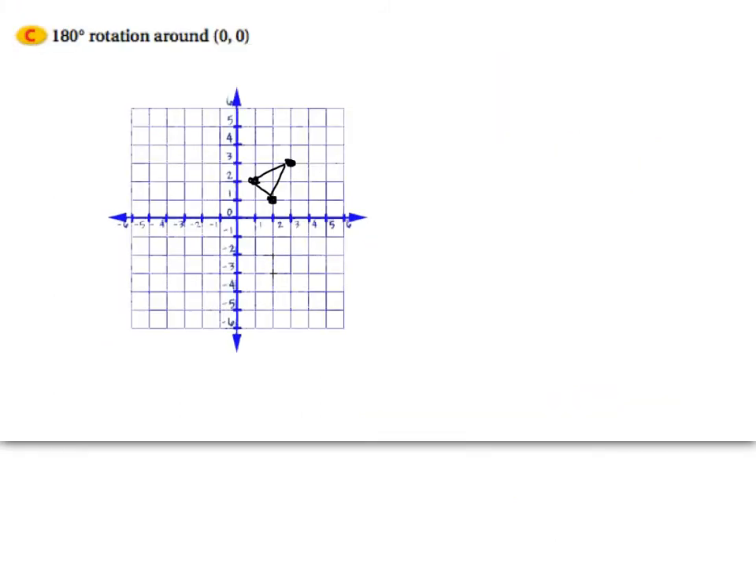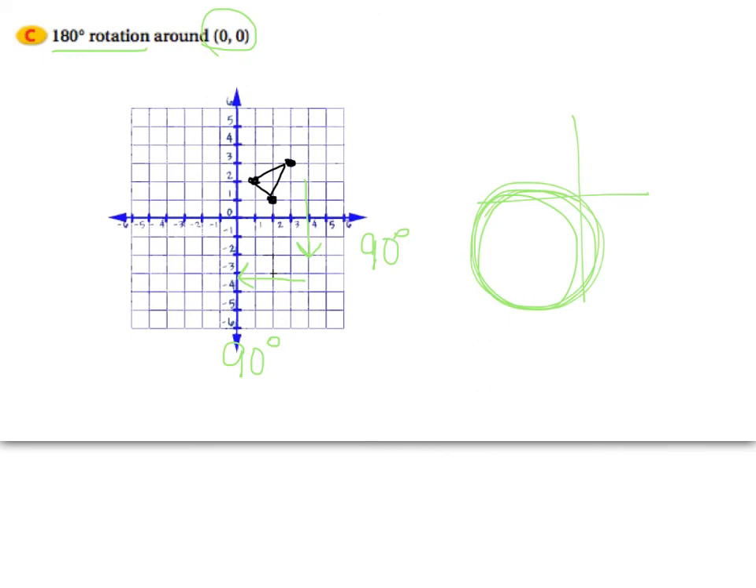Okay, the last one I want to do is a 180-degree rotation around 0, 0. And we know that 180 degrees is a straight line. So if I think about this, if I move this down, that's 90 degrees. So then I have to go over again for another 90 degrees, because that would add up to 180. So I want my new ordered pairs to be in this quadrant right here.